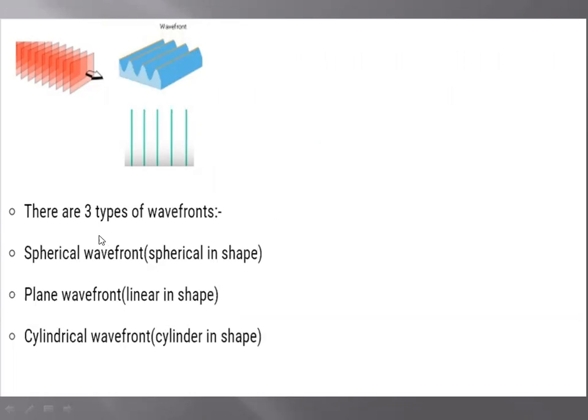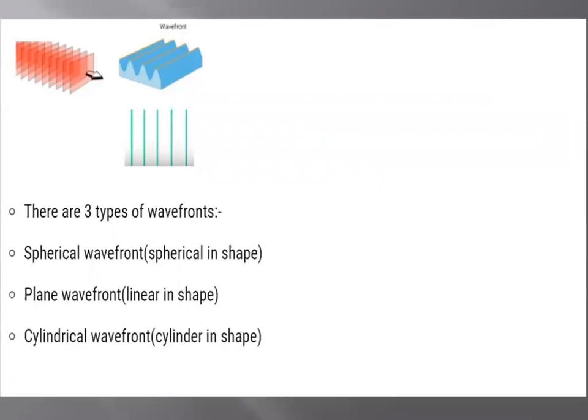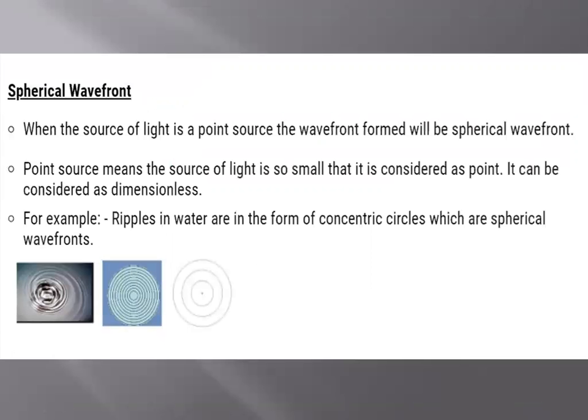So there are three types of wavefronts. One is the spherical wavefront. The second one is the plane wavefront, that is linear in shape. The third one is the cylindrical wavefront. First, we are going to see about the spherical wavefront. When a source of light is a point source, the wavefront formed will be a spherical wavefront.